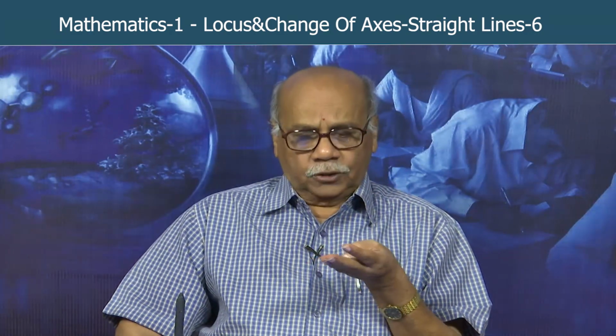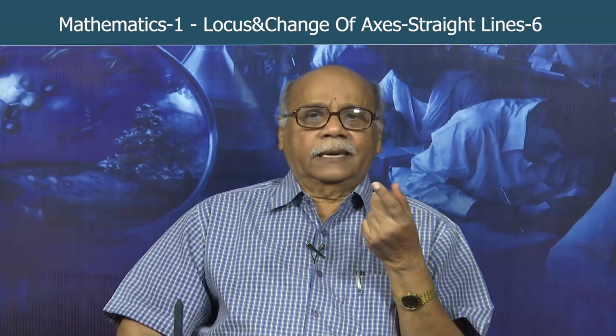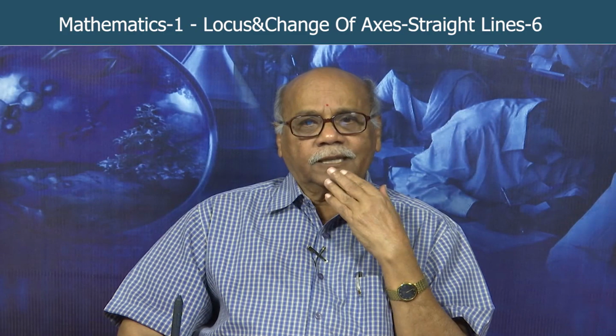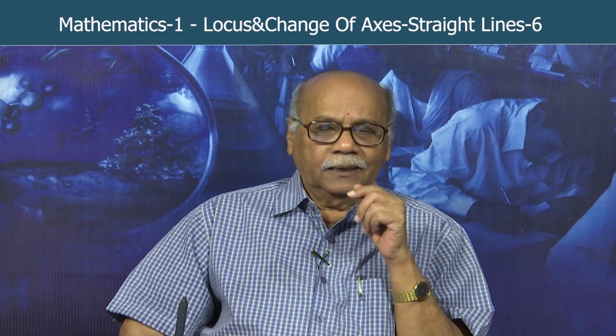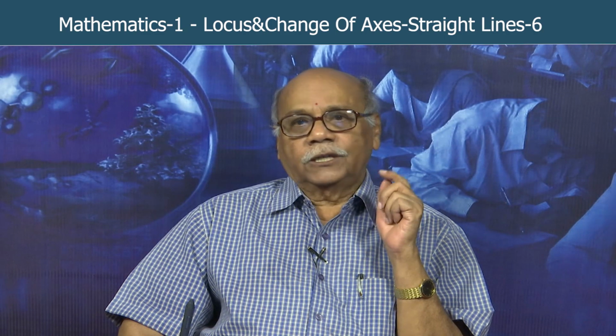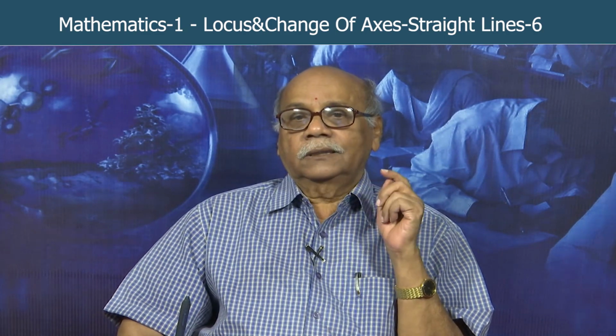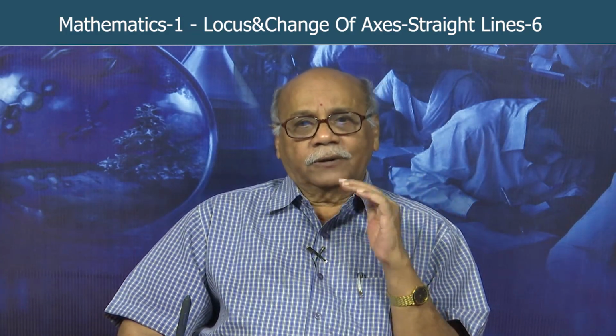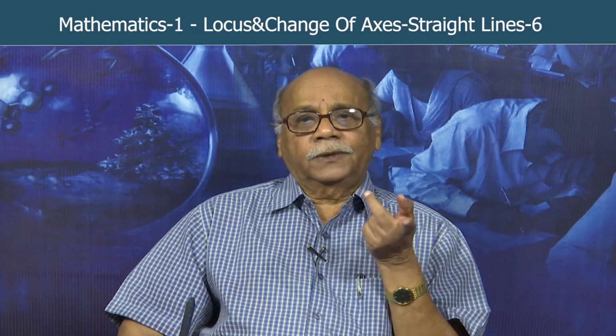Of course, the first method is simply what we have discussed: the pair of angle bisectors between two lines a1x plus b1y plus c1 equal to 0 and a2x plus b2y plus c2 equal to 0 are given by (a1x plus b1y plus c1) by root over a1 square plus b1 square equal to plus or minus (a2x plus b2y plus c2) by root over a2 square plus b2 square. With the plus sign you will get one bisector, and with the minus sign you will get another bisector, because the angle between two lines means there will be two angles, theta and 180 minus theta.